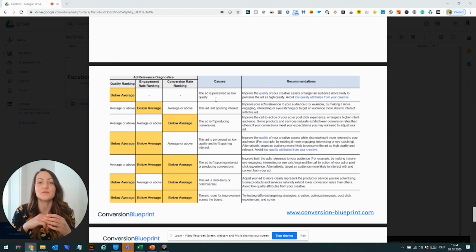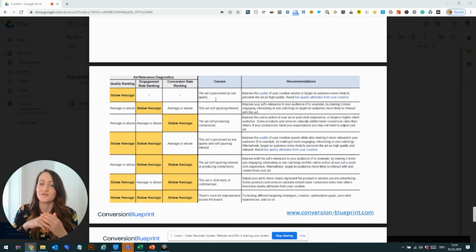If it does not meet your expectations, then you want to diagnose it, and then you want to improve your call to action, your overall ad, your landing page experience. And if that does not create the outcome that you want, then you might want to try another audience with a higher purchase intent. And this relates back to bidding your true conversion value, by the way. Okay, so the next thing, this is if one of those criteria are below average, and now we have combinations. If your quality ranking is below average and your engagement rate is below average, then the ad is perceived as low quality and it does not bring any interest.